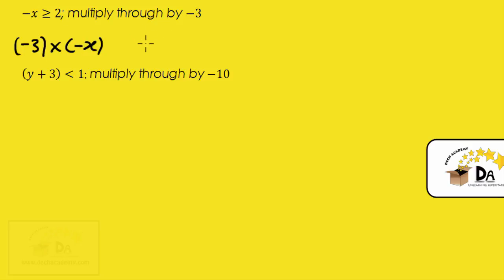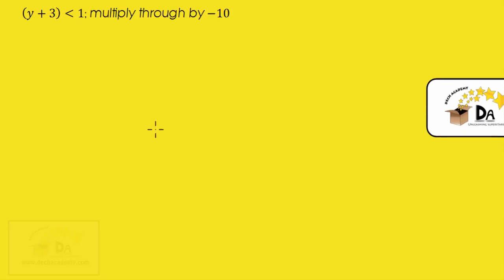Multiply the right hand side term by minus 3 as well. Because we're multiplying through by a negative number, the symbol has to reverse. The reverse symbol of greater than or equals to is less than or equal to. So simplifying this gives the following. On the left hand side, we have minus 3 times minus x, which is 3x, less than or equal to minus 3 times 2, which is minus 6.